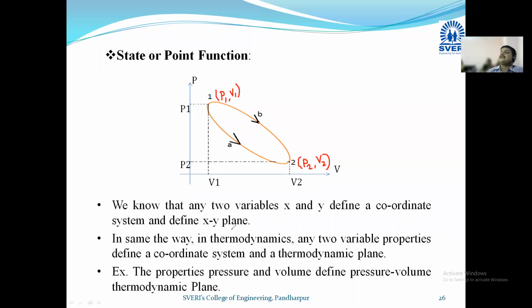Tell me, do pressure and volume look the same in both states? No, sir. Different. For state 1, it is totally different. In state 1, pressure value is high, volume is low. At state 2, pressure is low, volume is high. Okay, so in this way, we can define the magnitude of different properties on the thermodynamic plane.